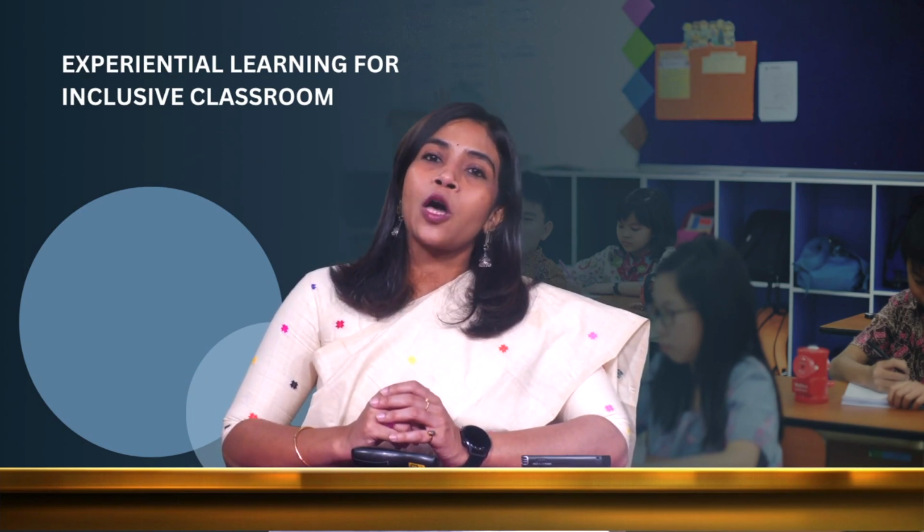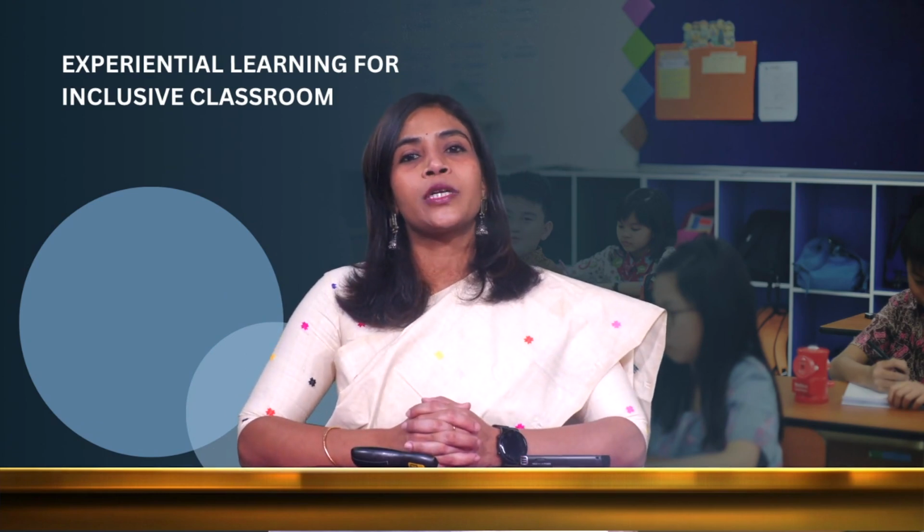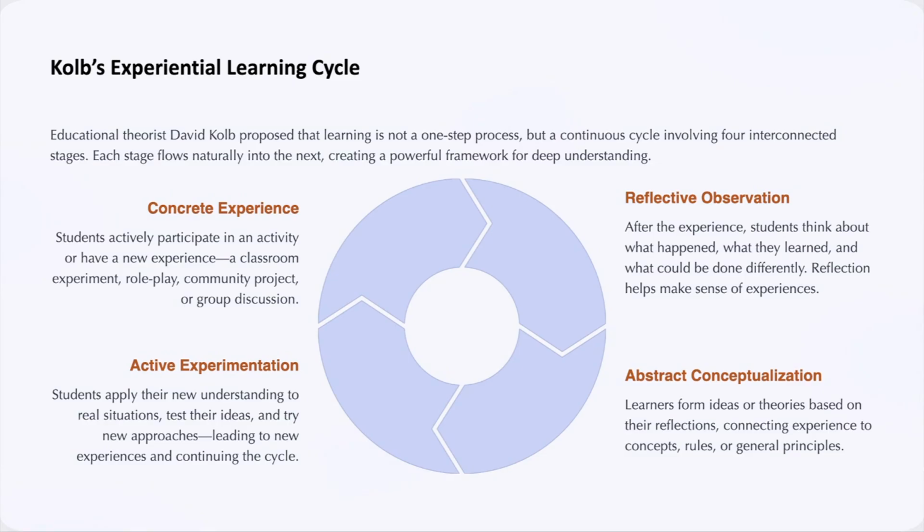Educational theorist David Kolb is one of the most well known figures associated with experiential learning. He defined it as the process whereby knowledge is created through the transformation of experience. According to Kolb, learning is not just a one step process, it involves a continuous cycle of doing, reflecting, thinking, and applying. Kolb's experiential learning cycle is a four-stage model that explains how people learn through experience.